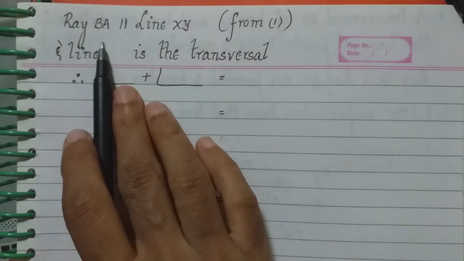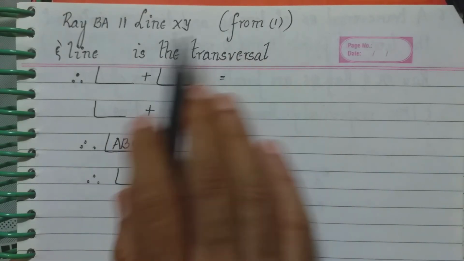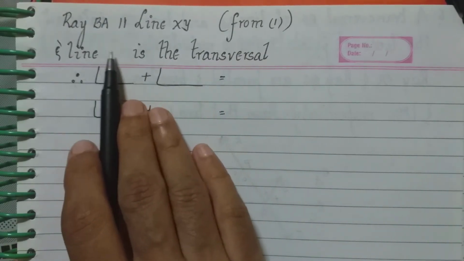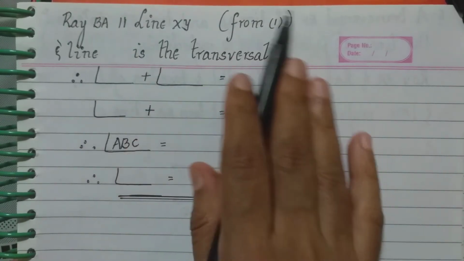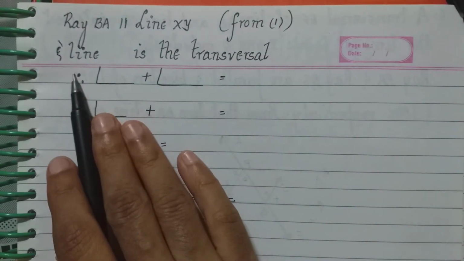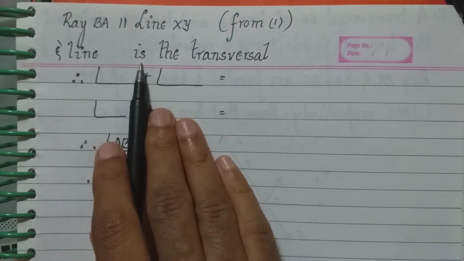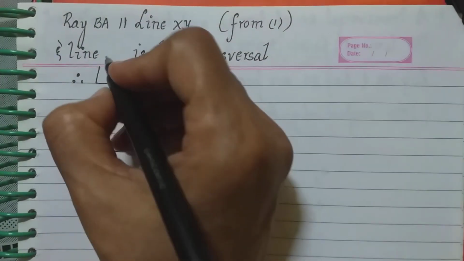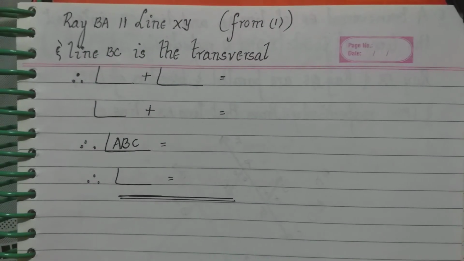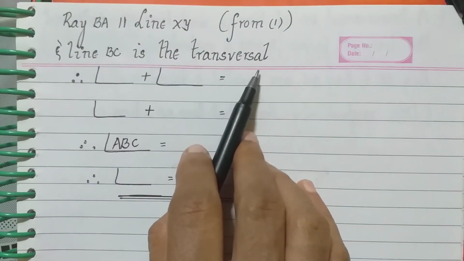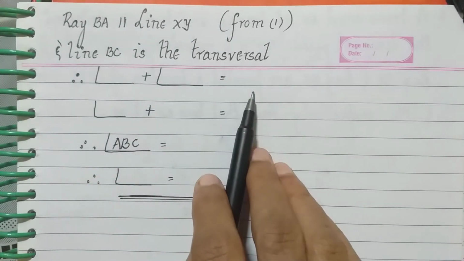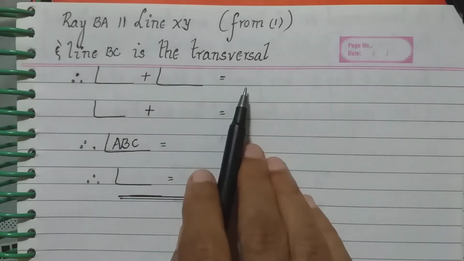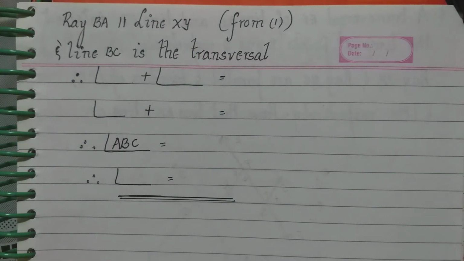Okay, so we have ray BA parallel to line XY. Just now we said all three, that is ray BA, line XY and ray DE, were parallel. So from that we got ray BA parallel to line XY, that is from 1. And which line was the transversal there? We said line BC is the transversal. We will confirm that from the figure. Line BC is the transversal. So we have to see the sum of which angles becomes 180 degrees because they are interior angles.